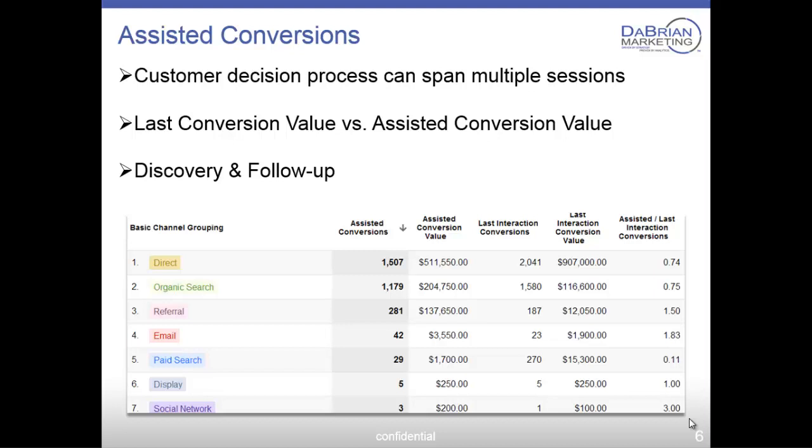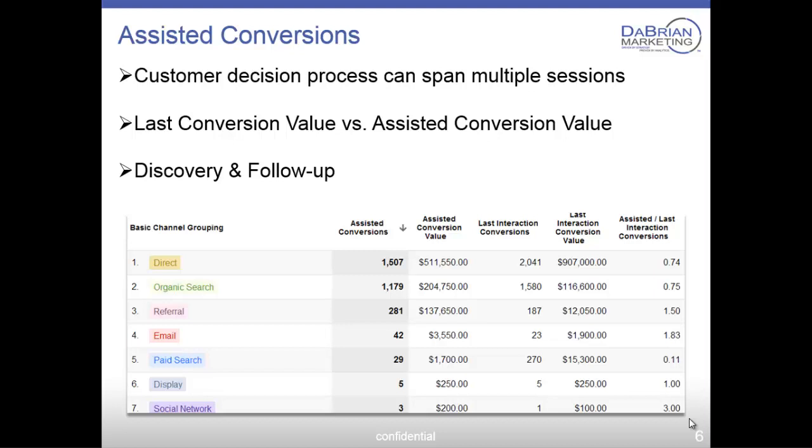Assisted conversions refers to the traffic mediums or sources that converting traffic arrived on but didn't necessarily convert on right away. And eventually they came back and converted, and that's what the last interaction conversions are. One of the nice things is it does break down assisted conversion value as well as last conversion value. So you can see that there's still value behind some of these initial touch points. Even if they're not leading to final transactions, there's still a lot of value behind other initiatives.